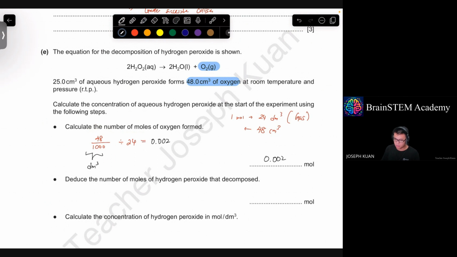Next, deduce the number of moles of hydrogen peroxide that decompose. Based on our equation, our recipe, it tells us that the theoretical mole ratio is a 2:1 ratio for hydrogen peroxide and oxygen. So if you mean that it is 0.001. Wait, no. Let me think. I was a little bit rushing. So this one is 0.002, that will mean that it's 0.004.